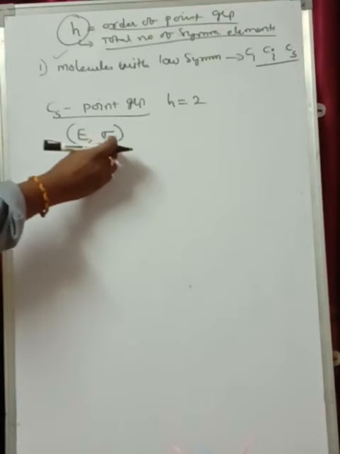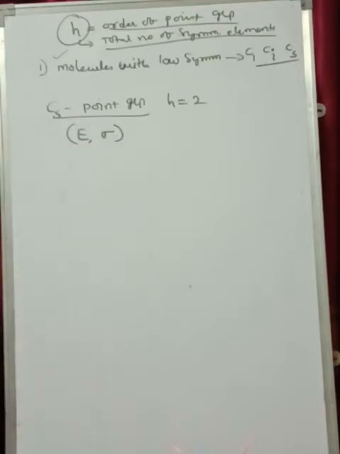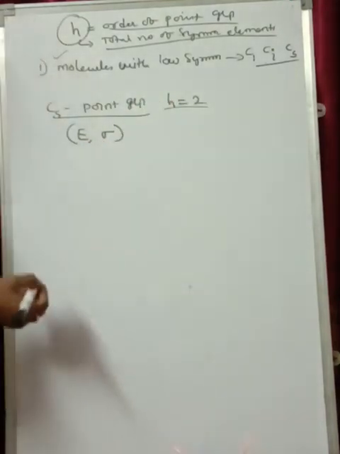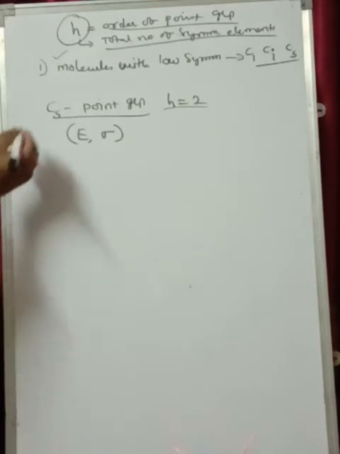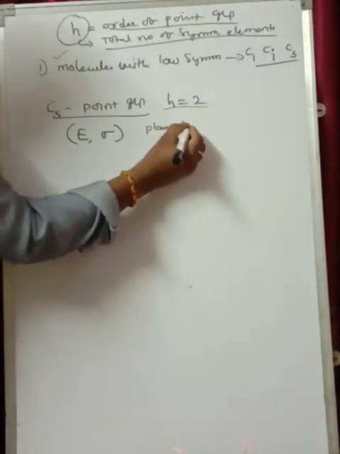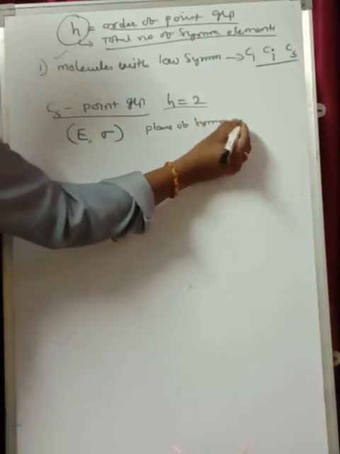It has identity, and the other is the plane of symmetry. There is no other symmetry element possible in this. Therefore, 2 symmetry elements are possible, and so the order of this point group h is equal to 2. So here this point group will have the plane of symmetry and identity.